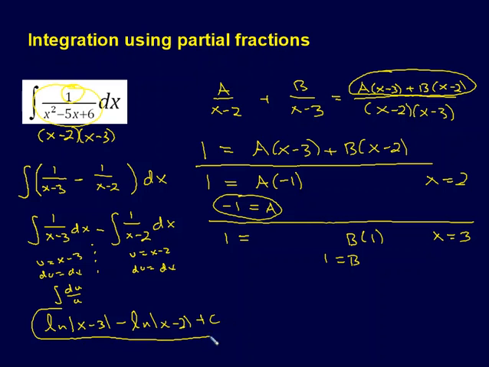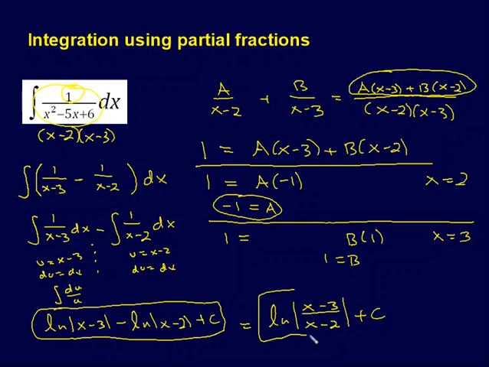So we could, of course, just leave the answer like this, but since there's just two logs subtracting, you could also write it with the logarithm properties as the log of the first quantity divided by the second quantity. Either answer is acceptable. And there we'd be done right there.